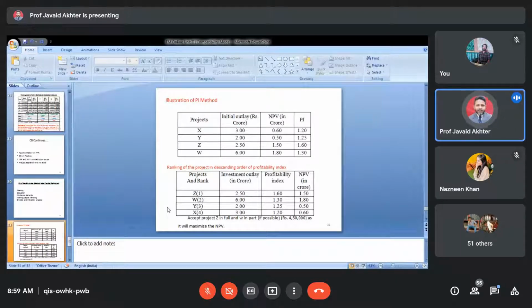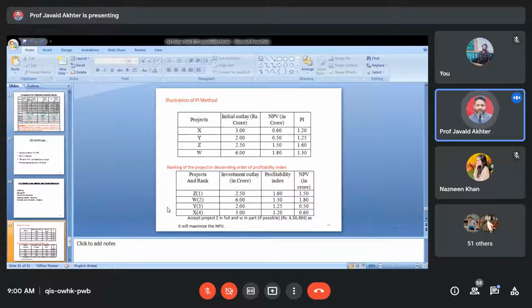Suppose you have 10 only and you take project Z because it is highest PI, then go for Y, then go for W, you will still be left with some money. So what do you do with that? If you want to go for X, you need more money. In such a situation, there are two options.